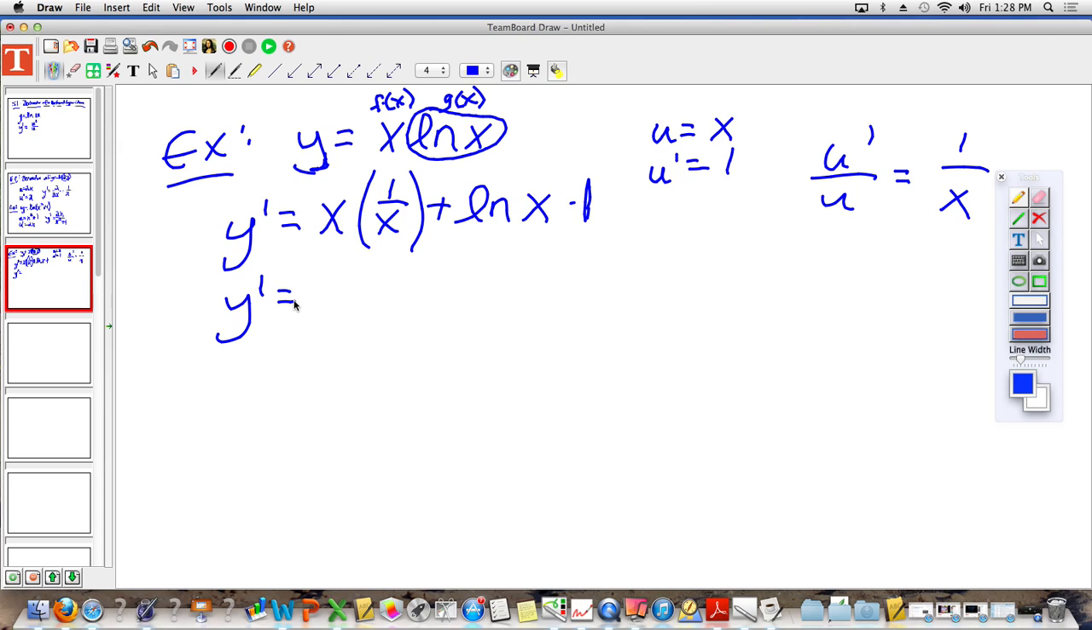What is x times 1 over x? Well, the x is like x over 1. So we're really multiplying, numerator times numerator, denominator times denominator. Everything cancels out. x times 1 is x, 1 times x is x, they cancel out and give you 1. Plus, what's the ln of x times 1? ln of x. That is your derivative.